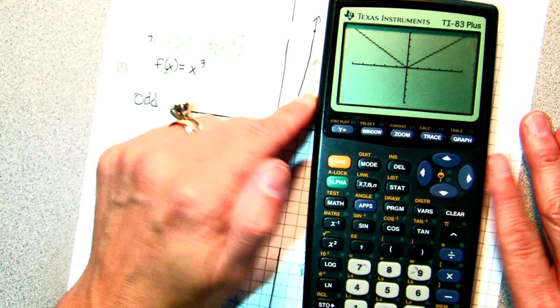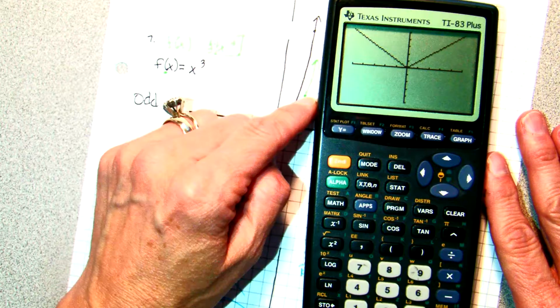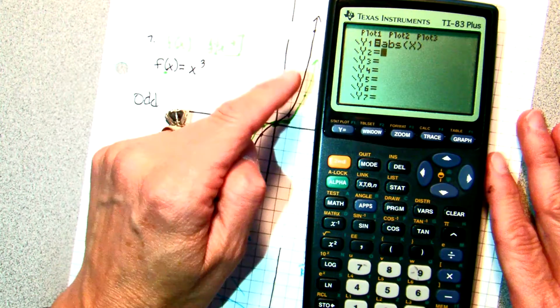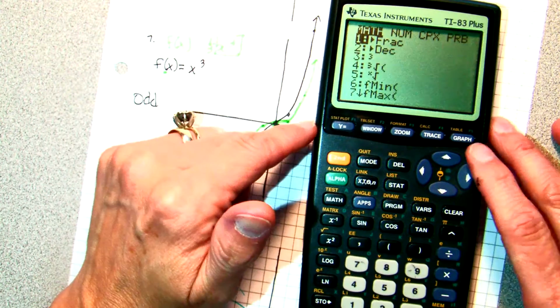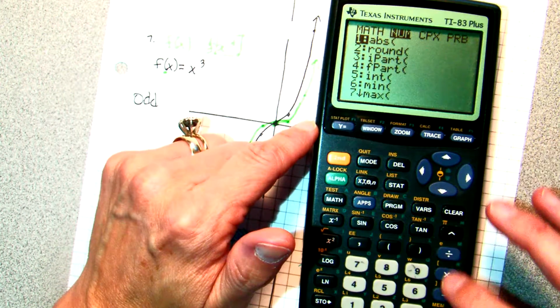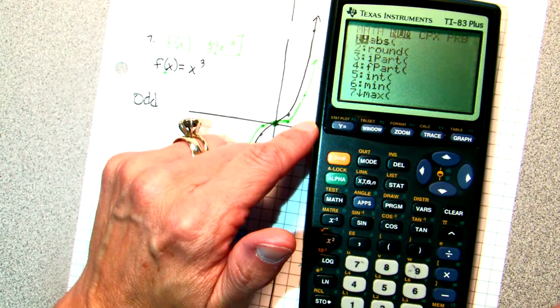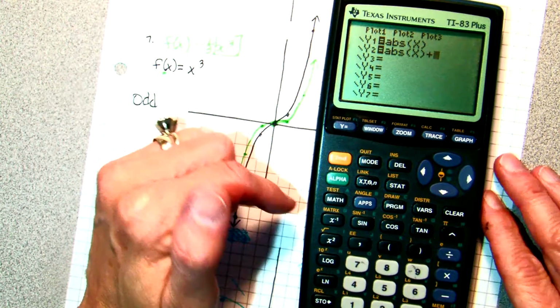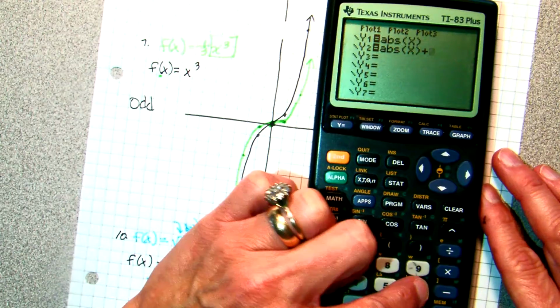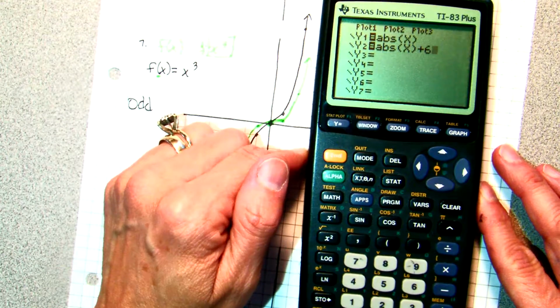So there's absolute value, okay? I'm going to go back in. Now what if I wanted to do absolute value of x plus 6? So I'm going to hit math again. I'm going to scroll across, absolute value. I'm going to hit enter. I'm going to put x, and I'm going to close it because I want the plus 6 to be a vertical shift. I just want you to see what that looks like. So I'm going to graph.